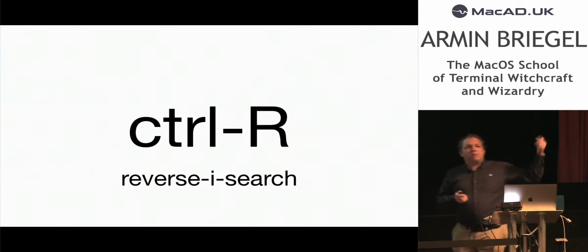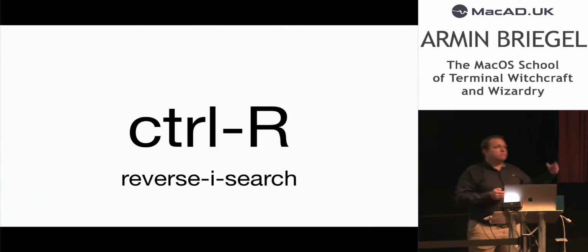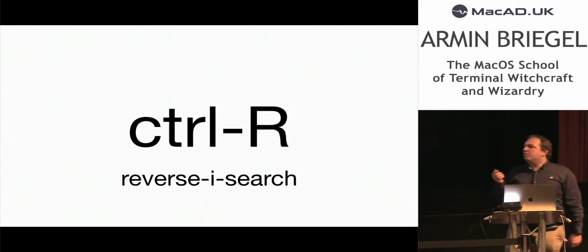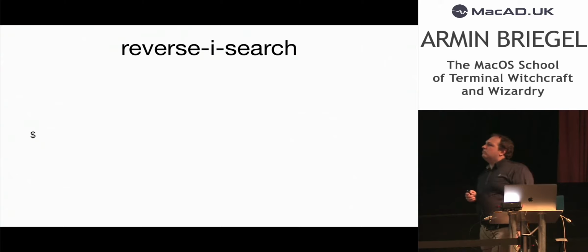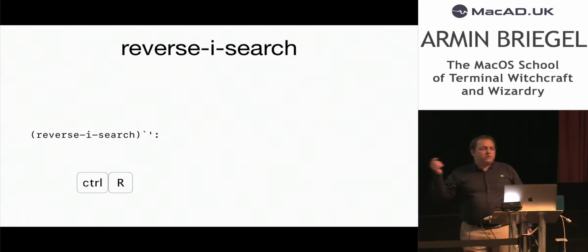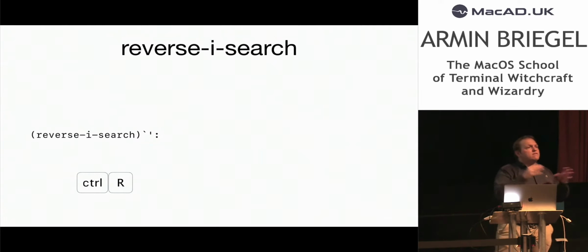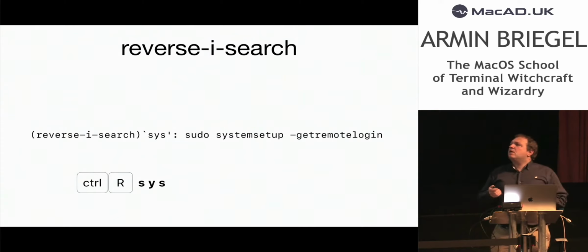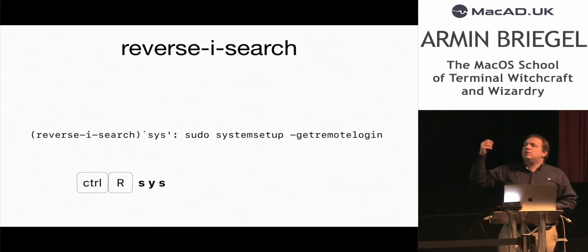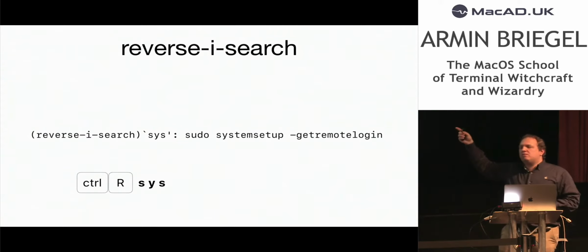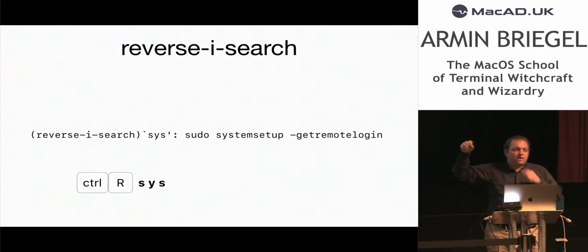You can use the up key to go back through commands if you just want to repeat or modify and repeat them. That gets tedious after like 2 or 3 keystrokes. Control R, reverse i-search, really weird name. You just hit Control R, the prompt will change, and you start typing something that's in the command you're looking for. So if I hit SYS, it will search backwards through my command history, and it will find this. Even though the command didn't start with SYS, it will find this.